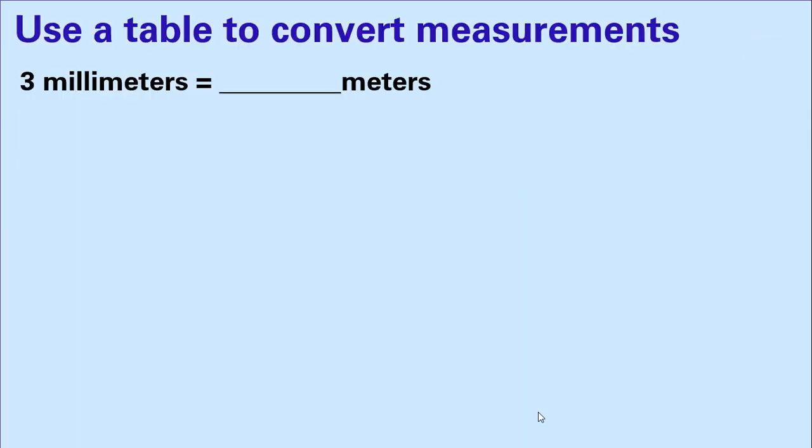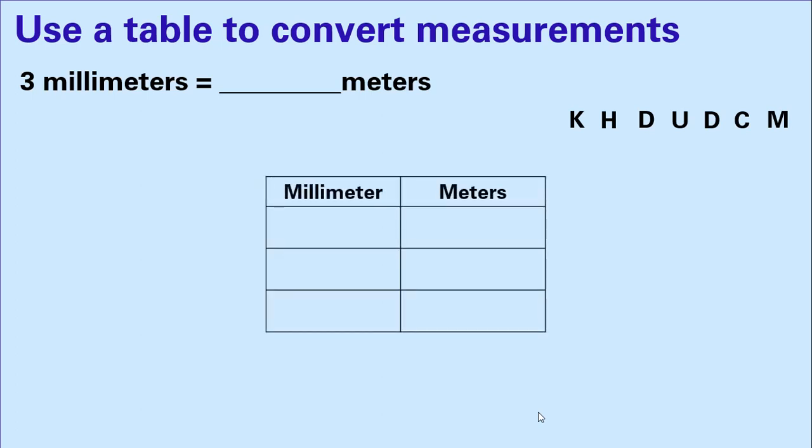Let's use a table to convert measurements. Here we have 3 millimeters, and we want to know how many meters that is. King Henry died unusually drinking chocolate milk. This can help us so that we know how many places we're moving over. We're going to use a table to help us convert. We're starting with millimeters, which is why we're going to put that first in our table, and we're ending in meters, which is why that's going second.